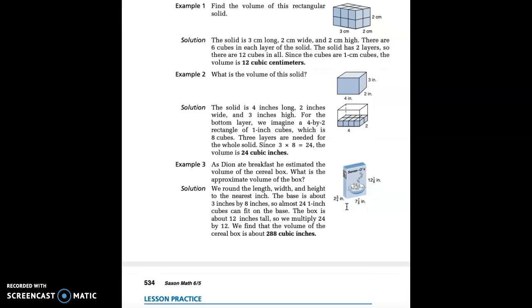So we're going to round the length, width, and height to the nearest inch. 12 and 1/8 inches rounds to 12. 7 and 7/8 inches rounds to 8. 2 and 3/4 rounds to 3. So then we're just going to multiply each of these numbers. We're going to multiply 12 by 8 by 3. And when you multiply 12 by 8 by 3, you get 288 cubic inches.